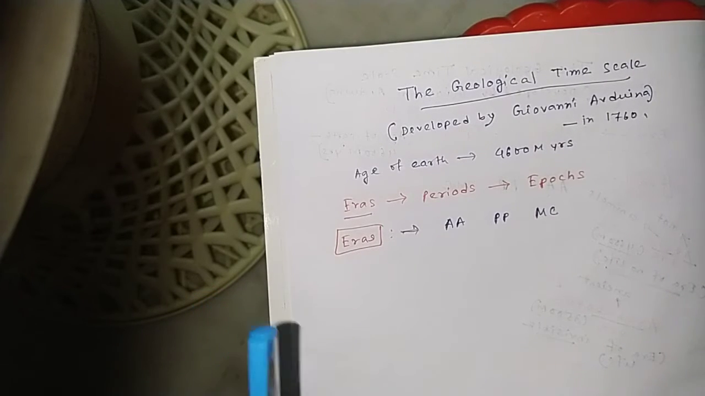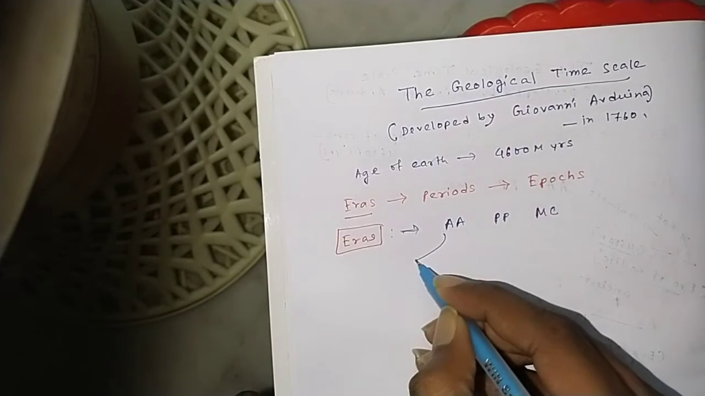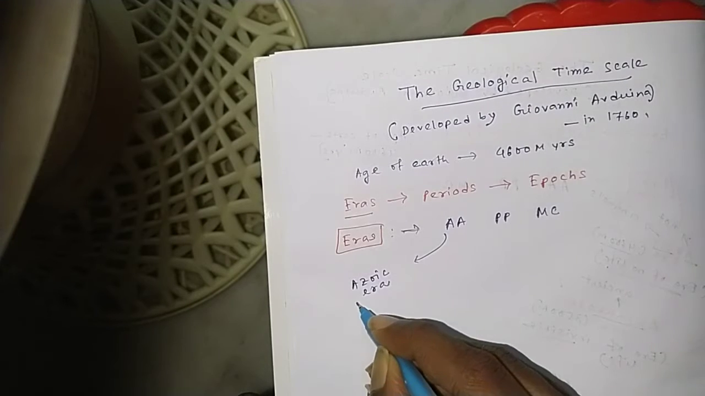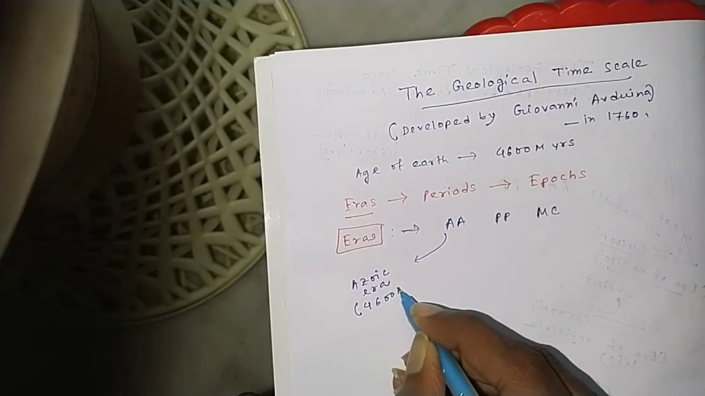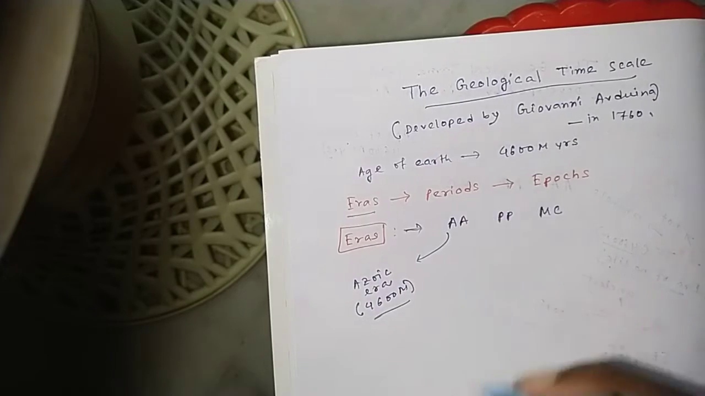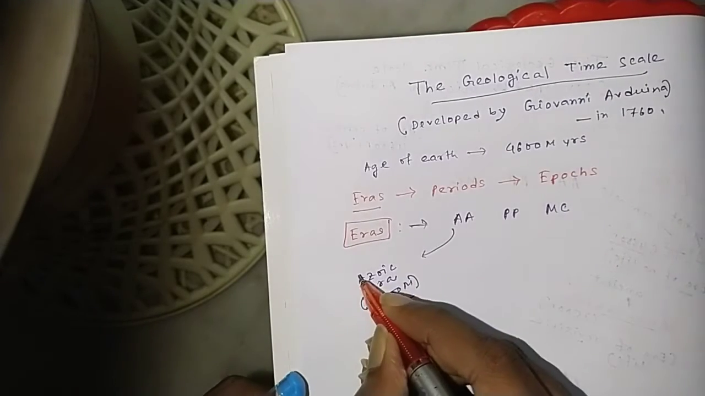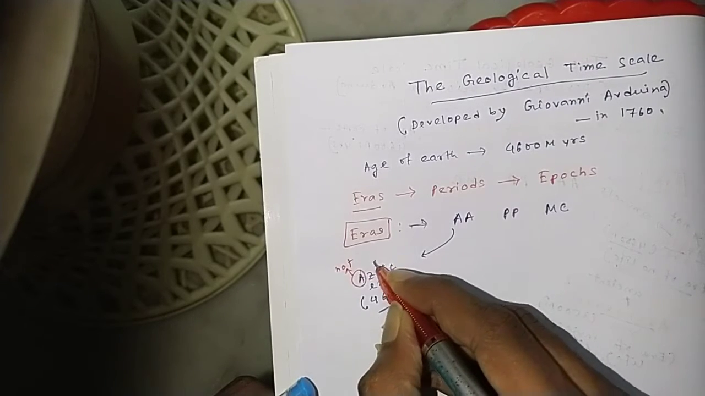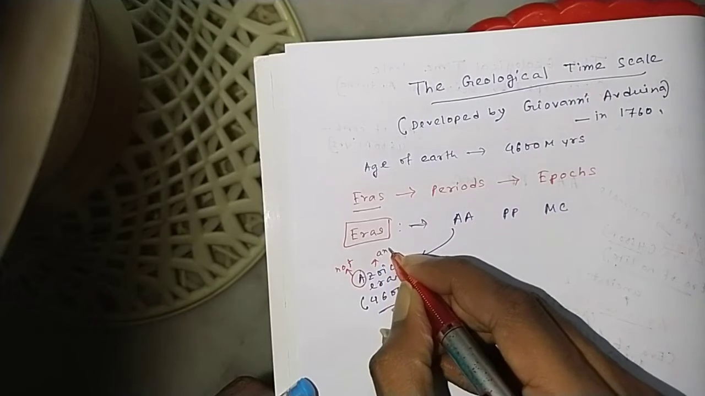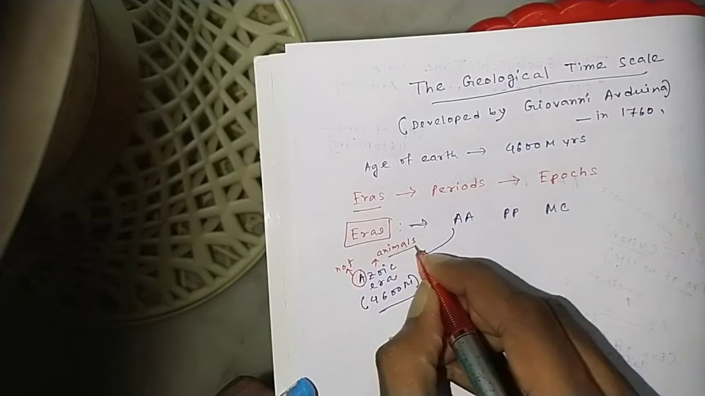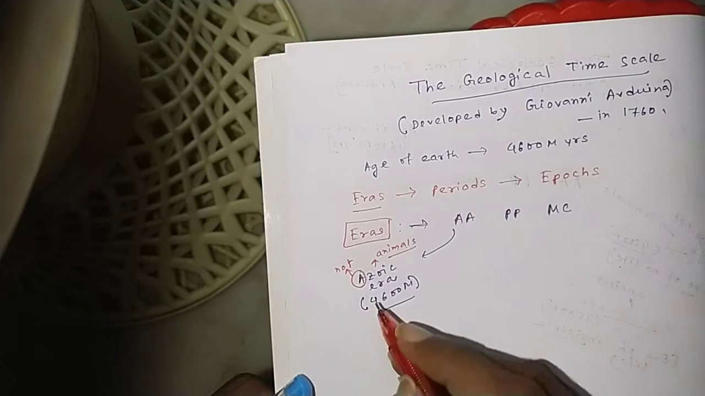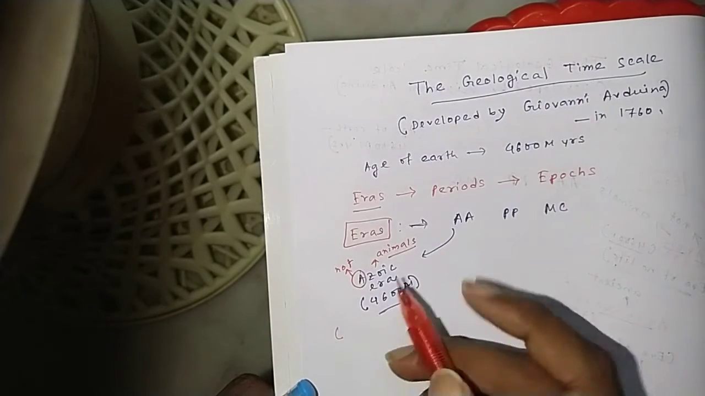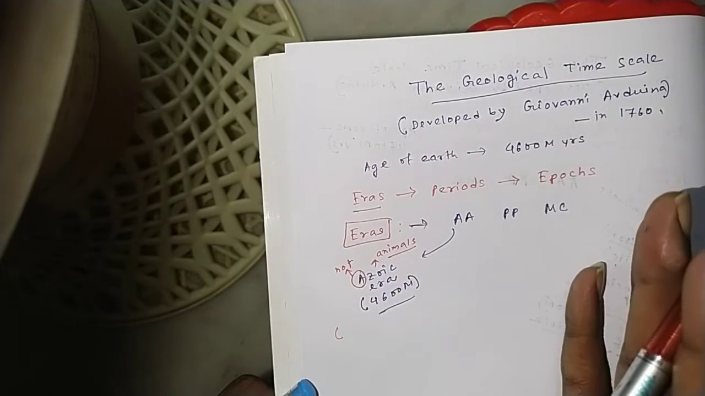So first of all, A means Azoic era, which is basically 4600 million years ago. In Azoic, A means not, and Zoic means animals. It comes from the word zoon. So you can easily say that in this era, no life forms existed.